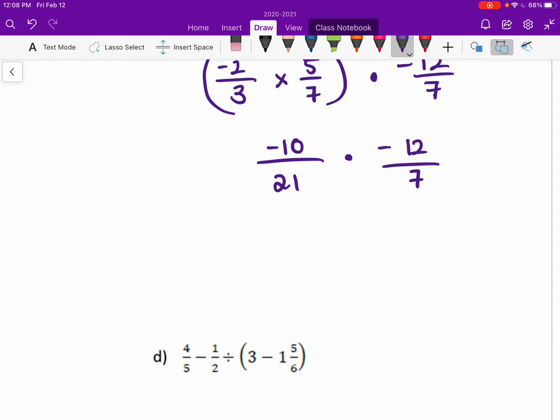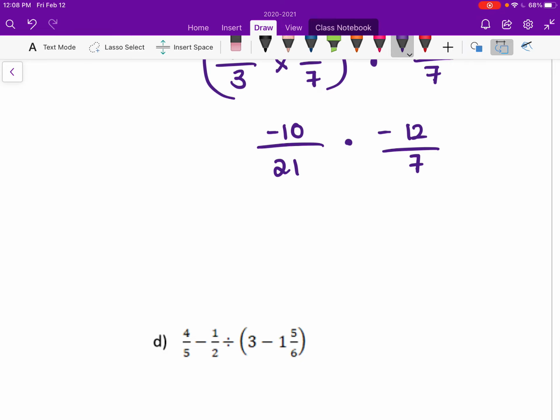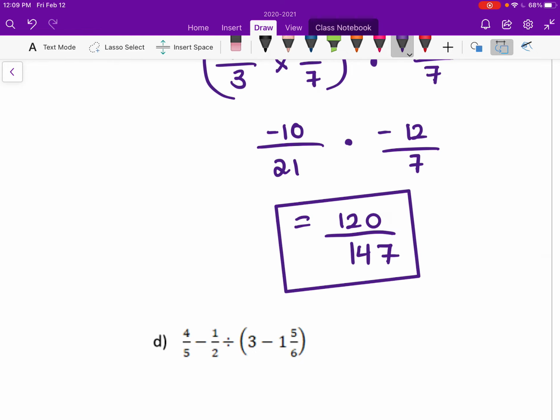Again, we can just multiply these now. So you have negative 10 times negative 12. I can't reduce anything right off the bat, so let's just do that. So I'm going to do 120, and then I have to just do 21 times 7. Right, and it's going to be 147, and I can't reduce that anymore, so that's my answer. Okay.